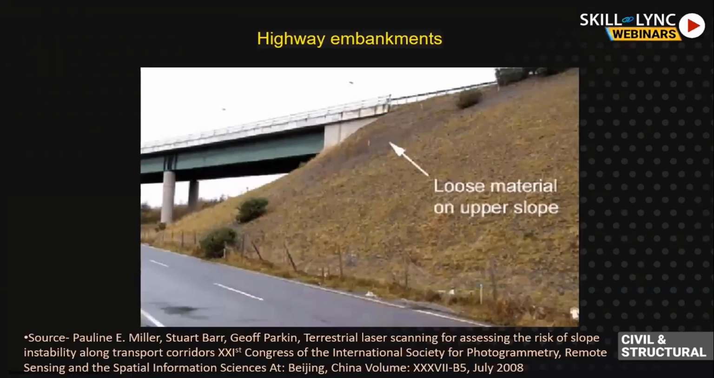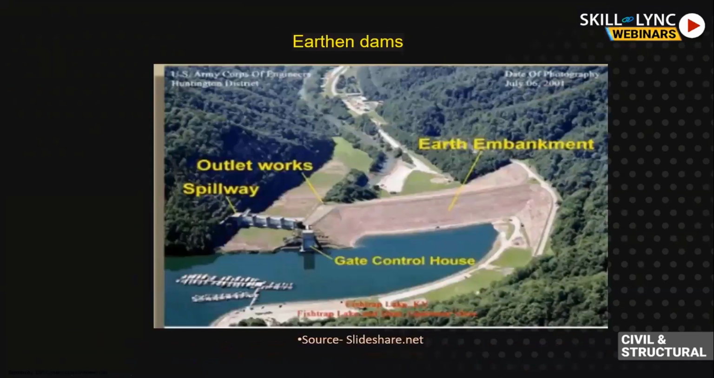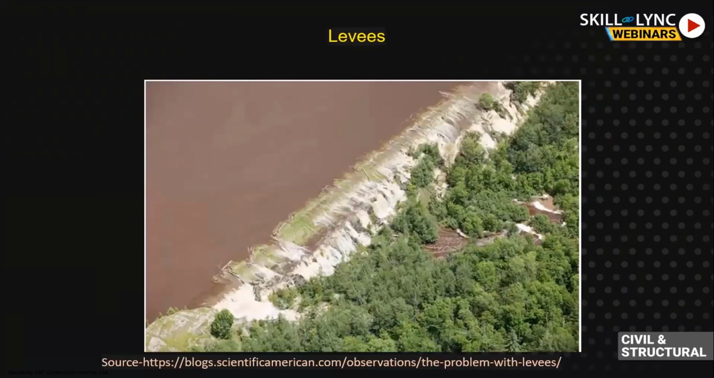We have embankments constructed for highways. We have earthen embankments whose purpose is to store water. The stability and safety of the entire structure will depend upon the slope stability of those earthen dams. Here we have a levee. A levee is used to regulate the water level, so that if any breach occurs, there will be a chance of flood and safety will be worsened.